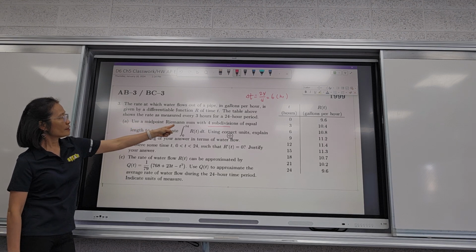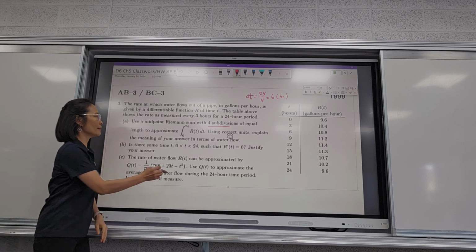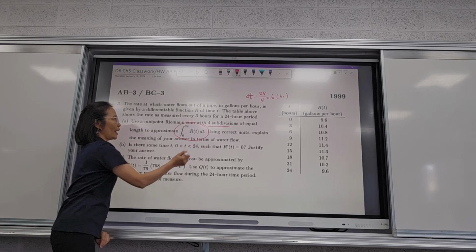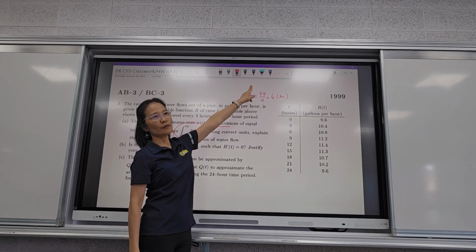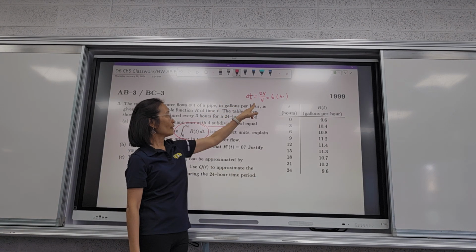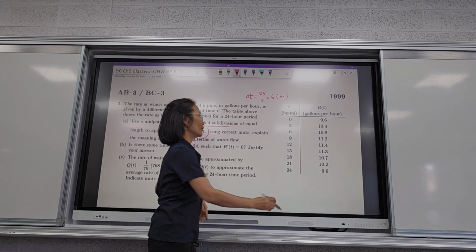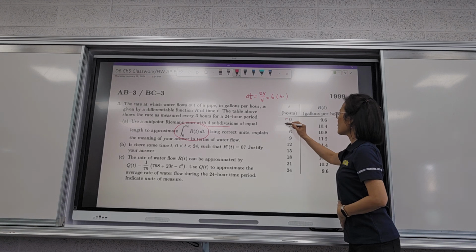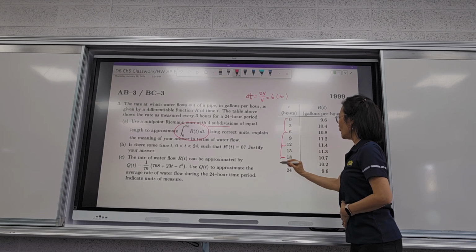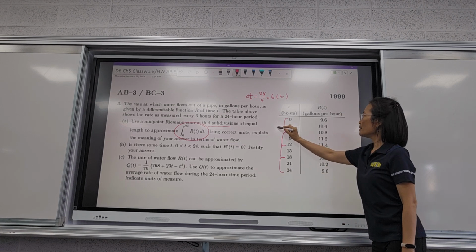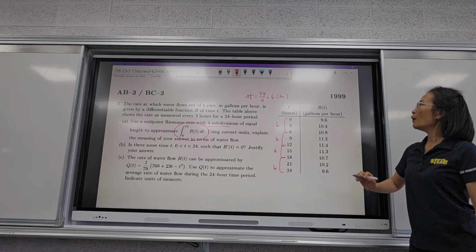Use the midpoint Riemann sum with 4 subintervals of equal length to approximate this. Okay, 4 subintervals. Delta t is 24 divided by 4. So every 6 hours is my interval, right? 0 to 6, 6 to 12, 12 to 18, 18 to 24. So this is your base of the rectangle.